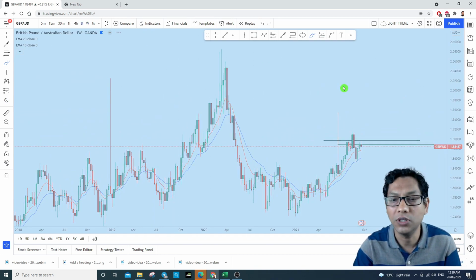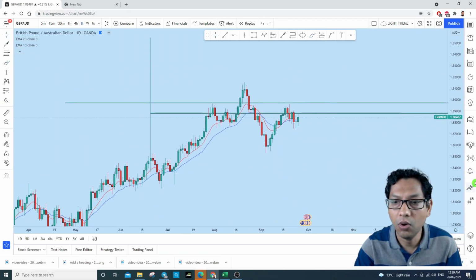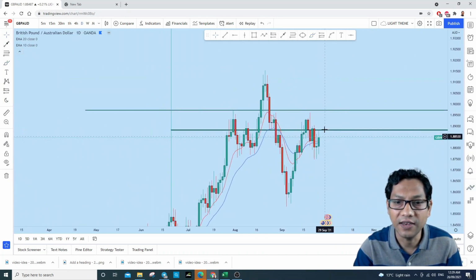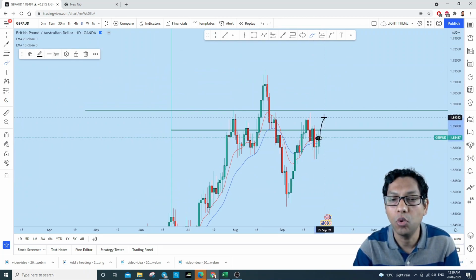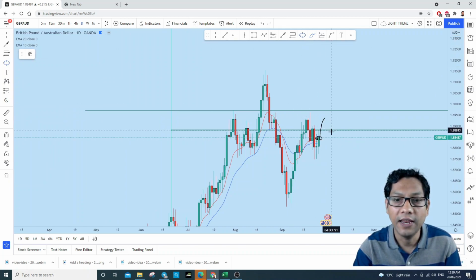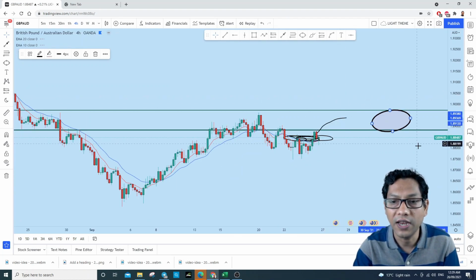Now let's go down to the daily time frame to see what we have. Now on the daily, the price is currently at this point, right? So what we can expect in the opening of the new trading week is for the price to go up a little bit, and at this point on the lower time frame, let's go down to the 4-hour time frame.